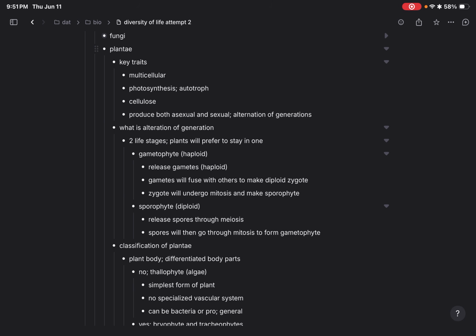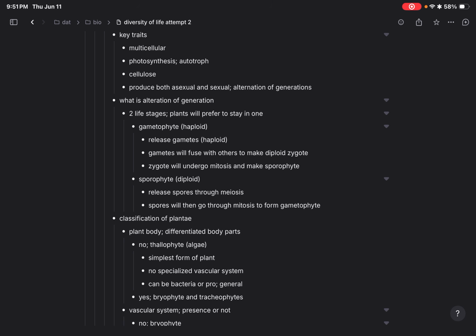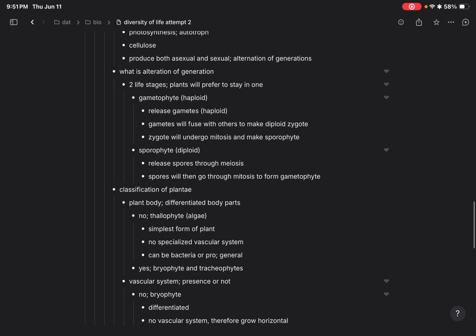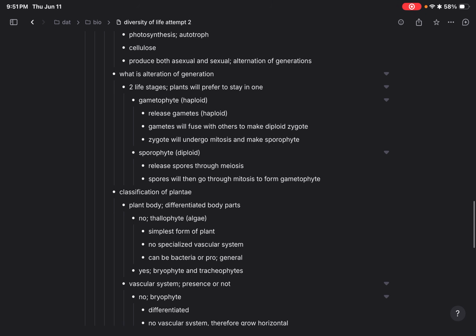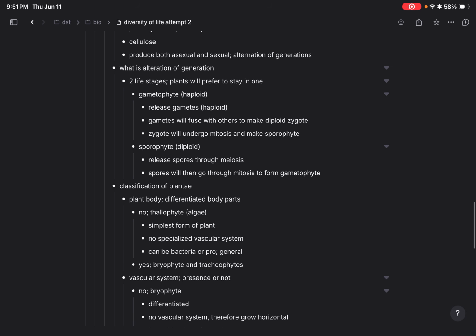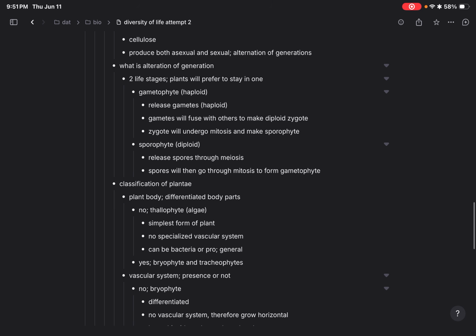So now, what is alternation of generations? Basically it means that plants have two life stages, and they'll cycle between being a sporophyte and a gametophyte. So what does this mean? A gametophyte is haploid. What will a gametophyte do? It'll release haploid gametes, and then those gametes can fuse with others to make a diploid zygote. So haploid, then we got a diploid zygote.